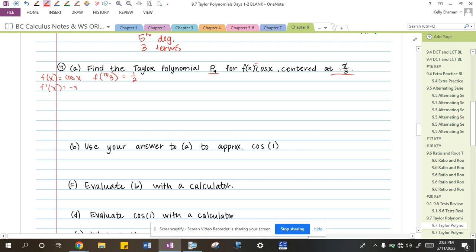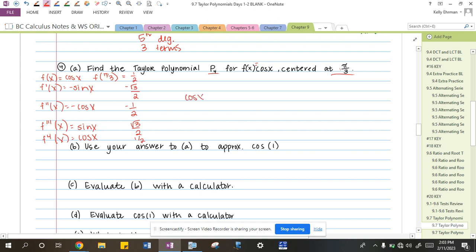Derivative of cosine is negative sine. Again, in order to beat my battery life, I'm just going to plug in, right? So negative sine of pi over 3 is negative radical 3 over 2. I've got to take this to 4 derivatives, so let's just keep going. Derivative of negative sine is negative cosine. At pi over 3, that's negative 1/2. Derivative of negative cosine is positive sine. Back to radical 3 over 2. Finally, back to cosine, back to 1/2.